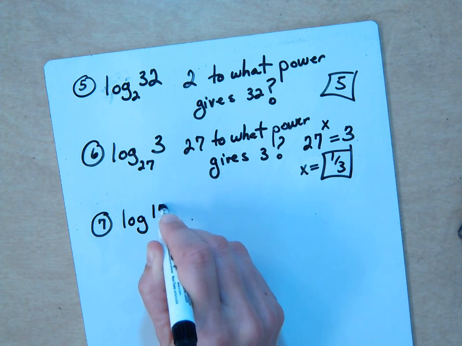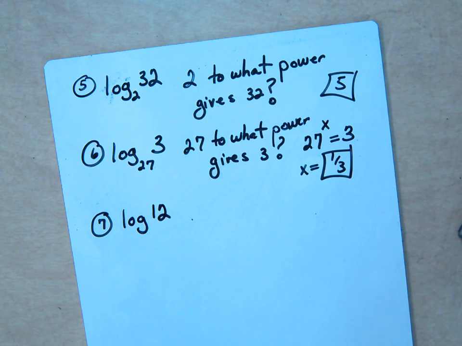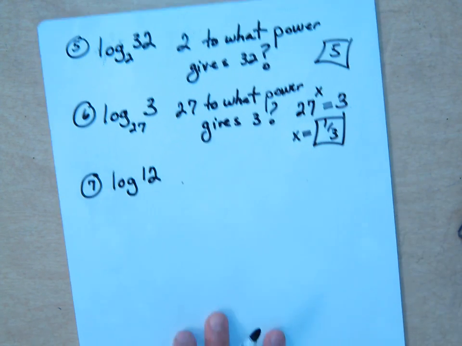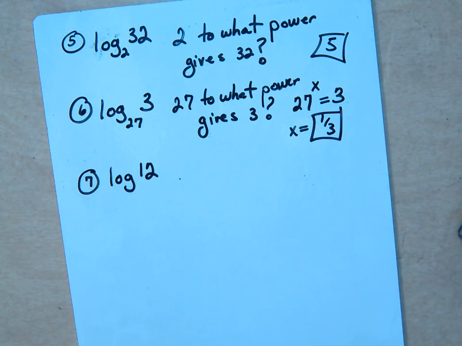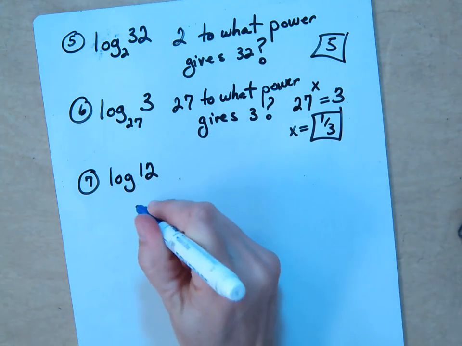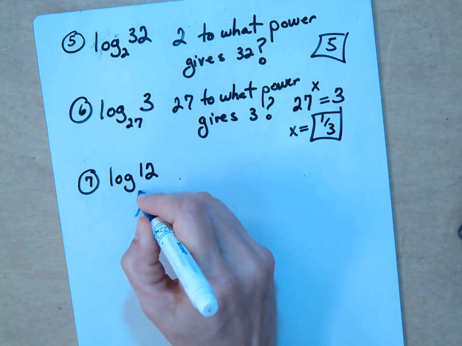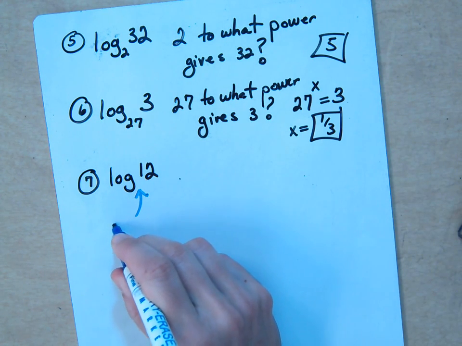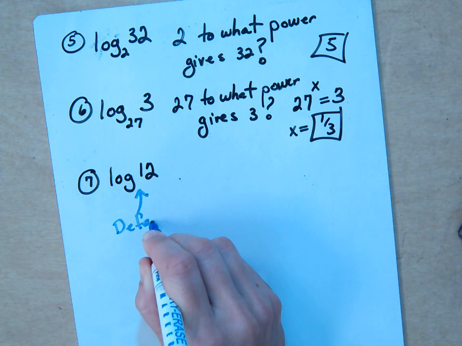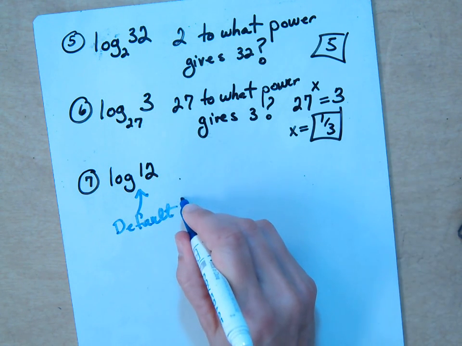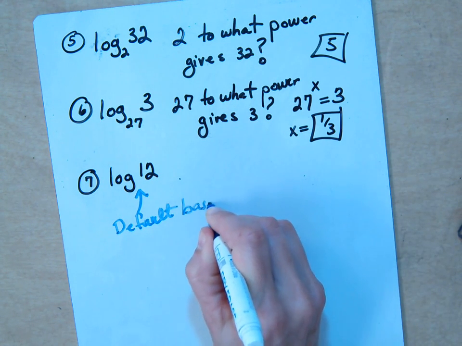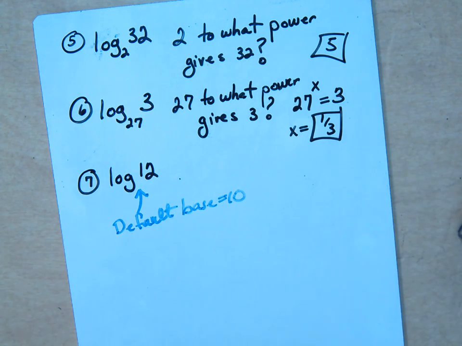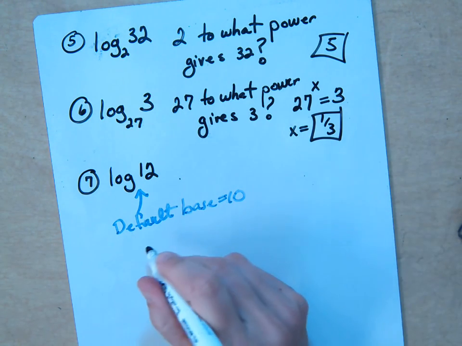Log of 12. Okay, so when you don't see a base here at all, that is called the default, just like with square root, we don't see a little 2. The default base is 10. The default base equals 10, and the word for that is common log.